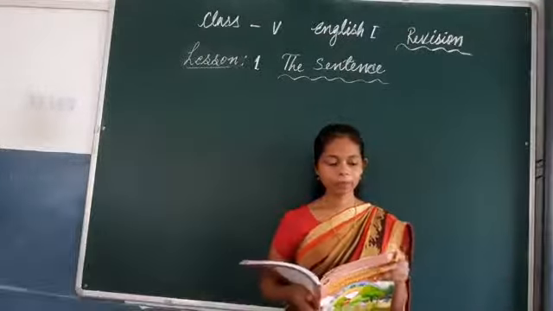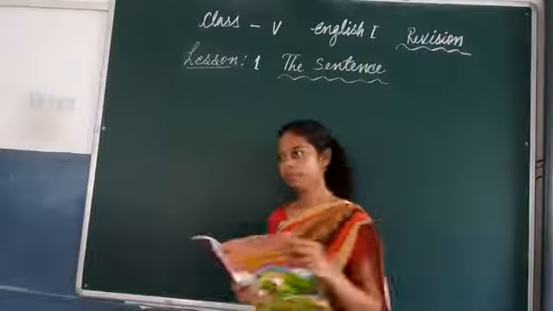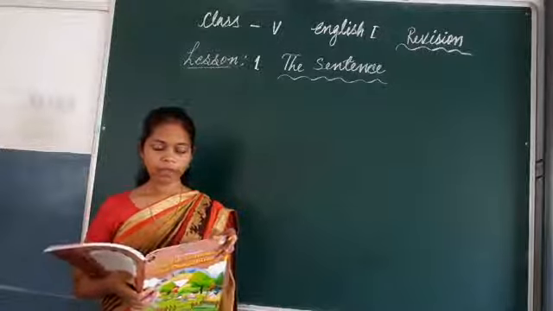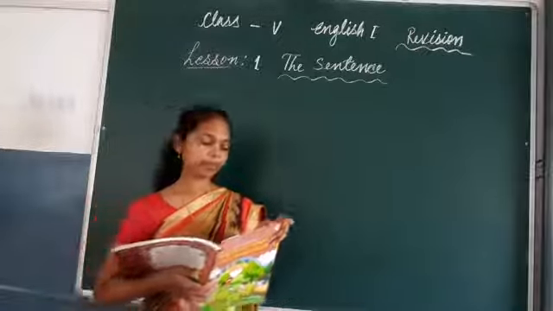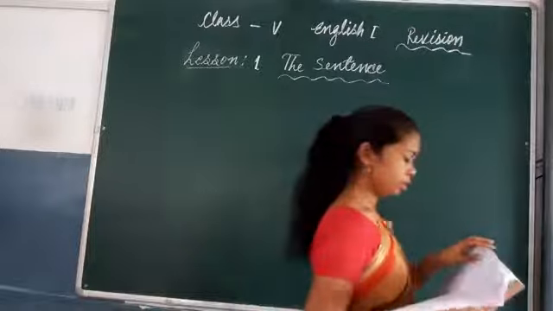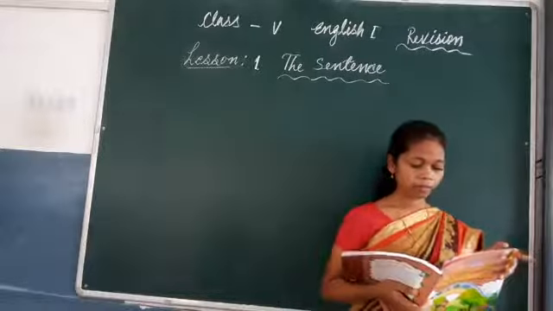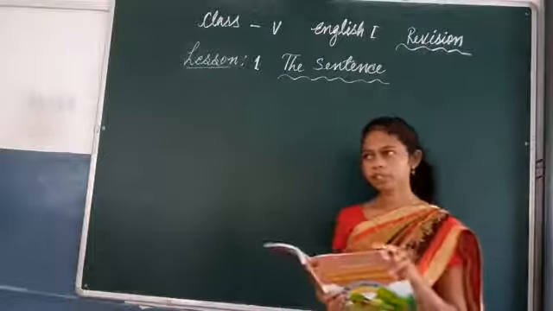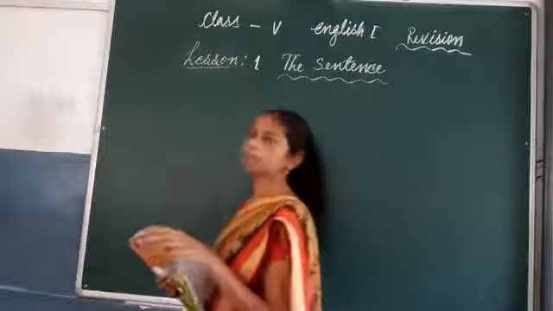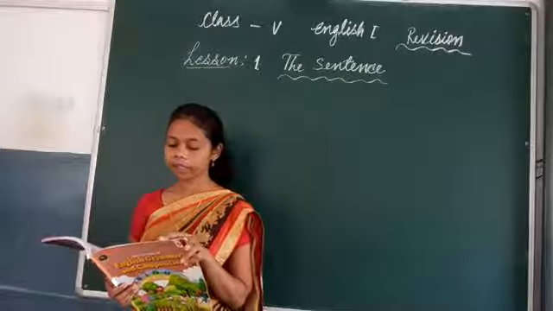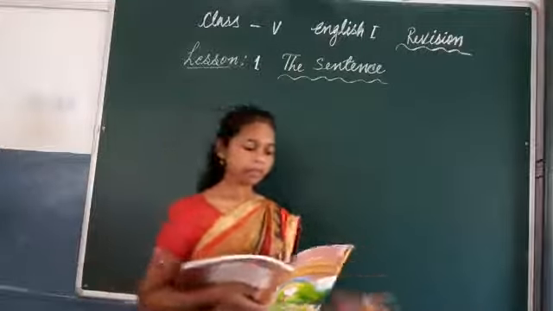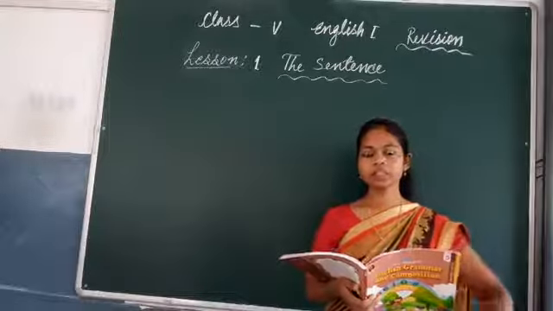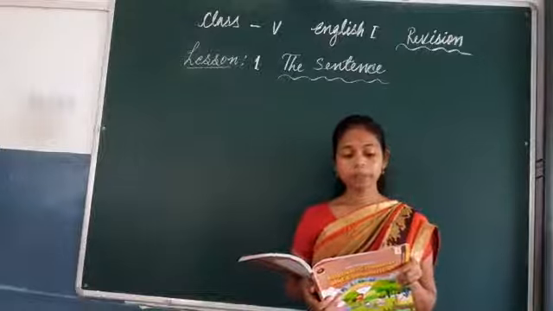Number 3. Imperative sentence. What is the function of imperative sentence? Let's read. Gives orders or commands, or makes a request, or gives advice. So in imperative sentence, what happens? It makes a request or gives advice or gives an order or commands. This is the function of imperative sentence.